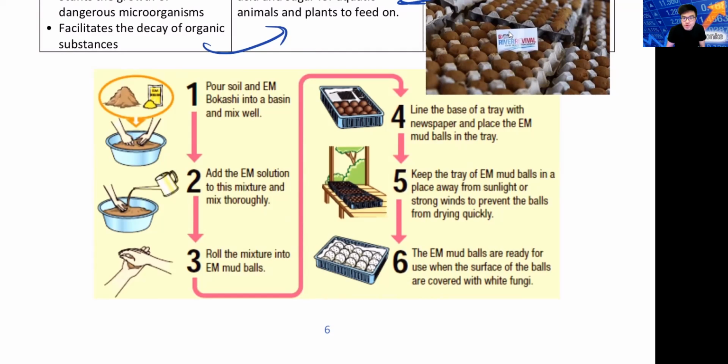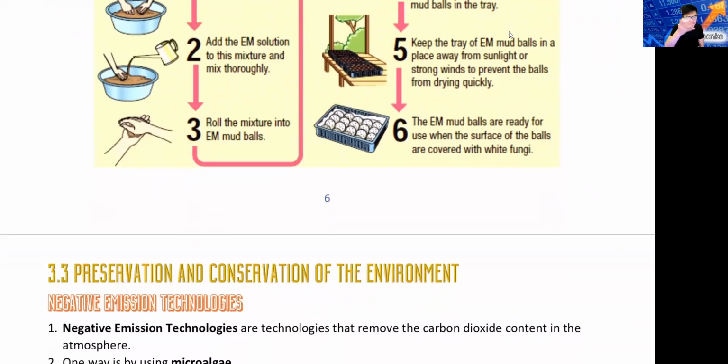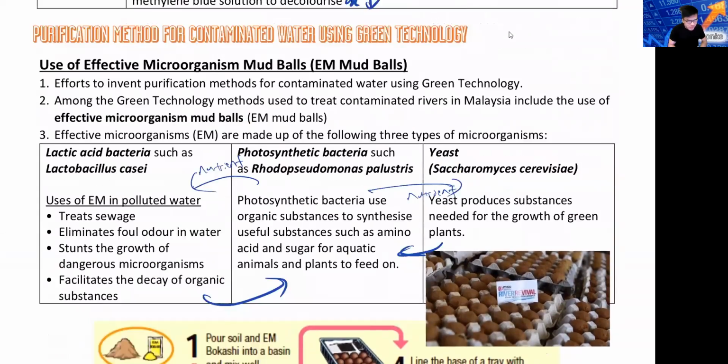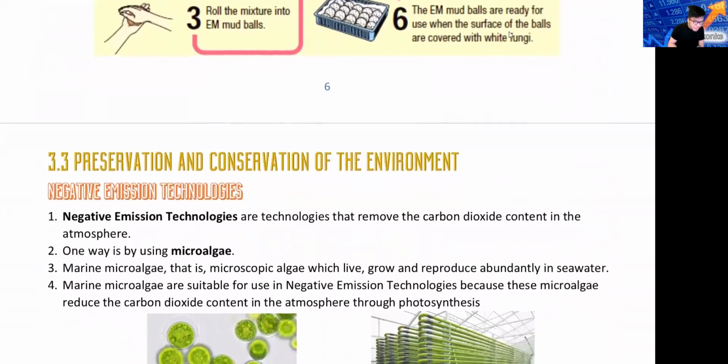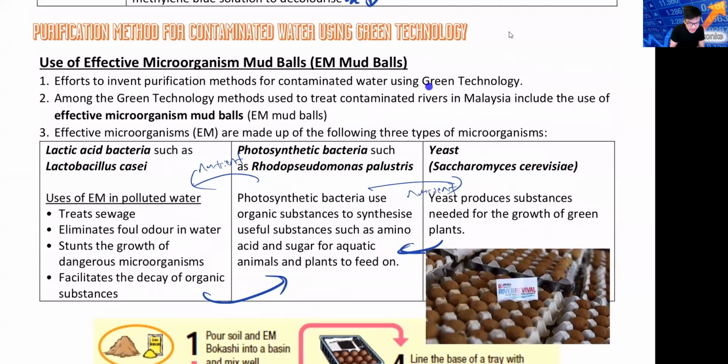Now the water is safe to use. You see, this thing is cheap. Hey, 20 cents to 50 cents, you can clean one tank of water. Isn't it amazing technology? You don't need any fancy filter. Okay, so this is just one of the key things that you need to know. Not necessarily you have to memorize them. This is just one of the green technology. Hey, green technology is a thing.